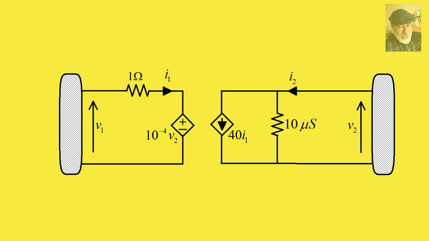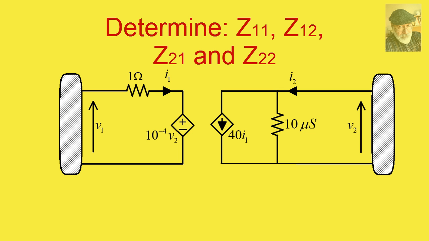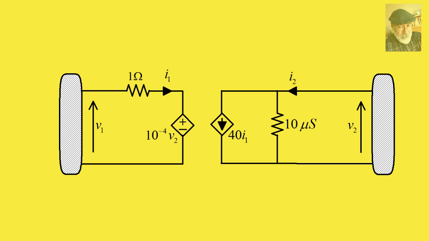Let's tackle now the last question in the final exam of last week's. Question number 5. A question on two-port networks. It had two parts. Let's read part A. Determine the Z parameters Z11, Z12, Z21, and Z22 for the two-port network shown in the figure.